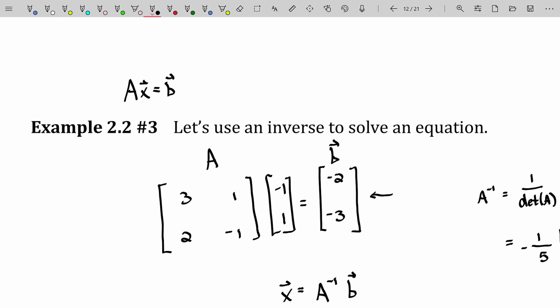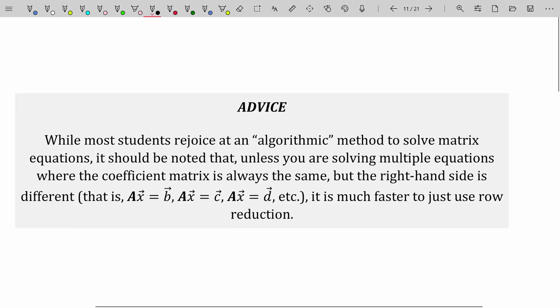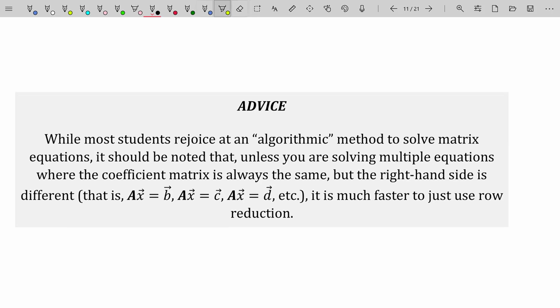If they give you, let's say, 5 different right-hand sides, it is to your benefit at that point to find the inverse of A, because then X would be A inverse times B, X would be A inverse times C, X would be A inverse times D, and so on and so forth down the road. And that's basically what I'm saying here. It's often, given a single problem, much faster just to use row reduction. But again, given multiple problems with the same coefficient matrix, I highly recommend that you find the inverse.